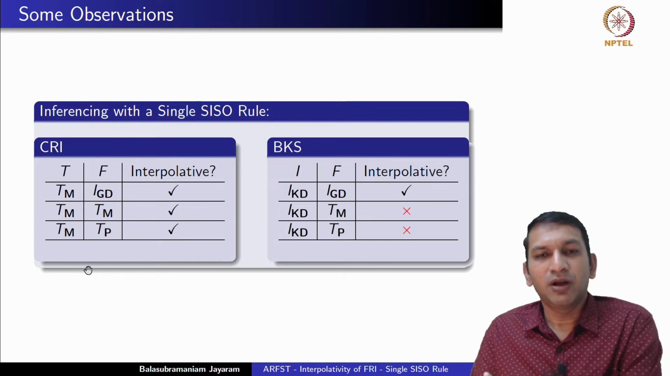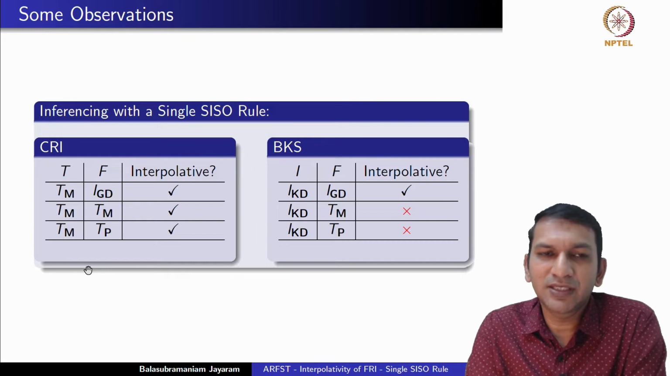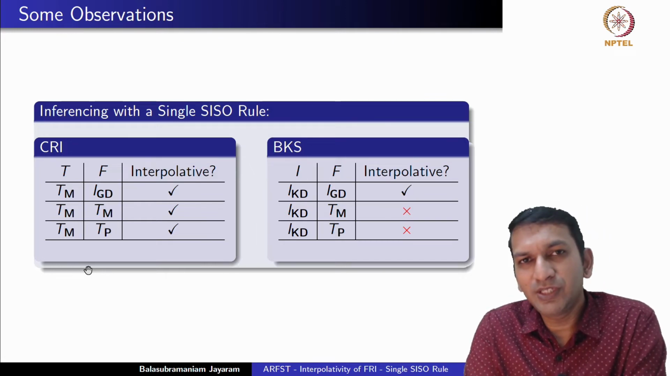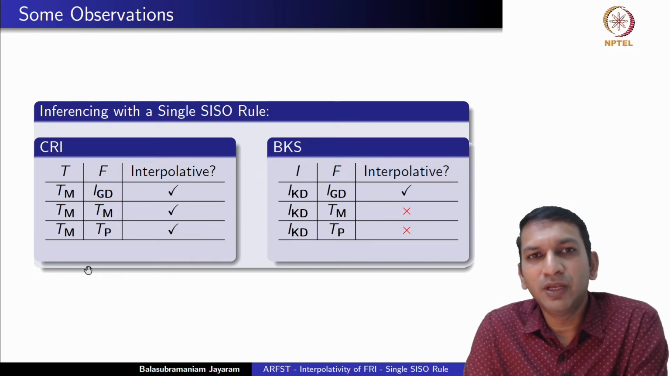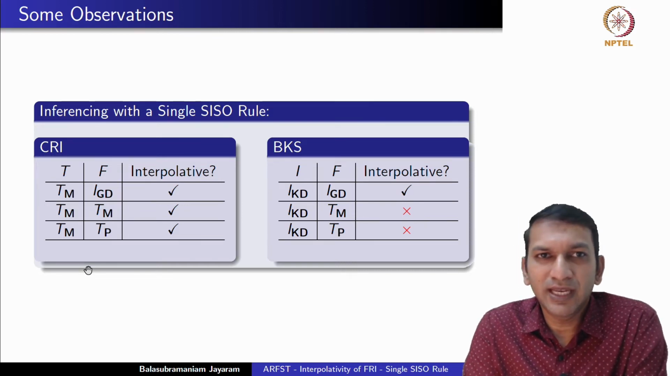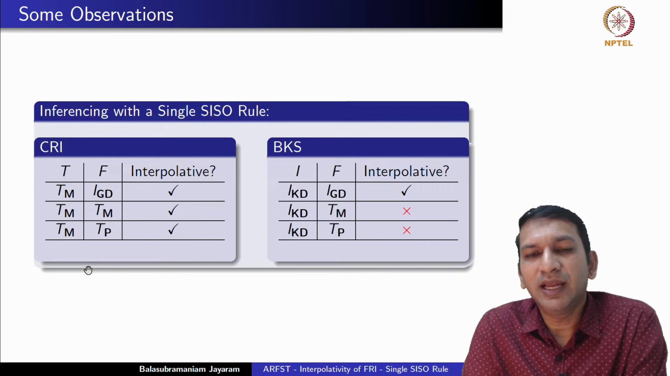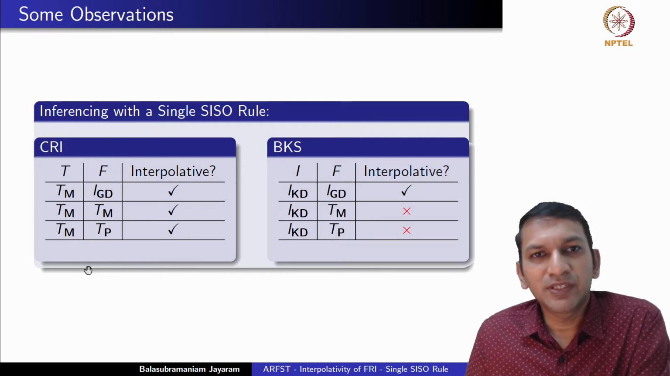However, for another pair of combinations where we fixed the implication to be the Kleene-Dienes but varied the function f, which gives us the relation between the antecedent and the consequent, if we vary it as the minimum T-norm or the product T-norm, even for the fuzzy sets A and B that we have considered to form the antecedent and consequent in the single SISO rule, it is not interpolative. This is what we would like to investigate in this lecture.